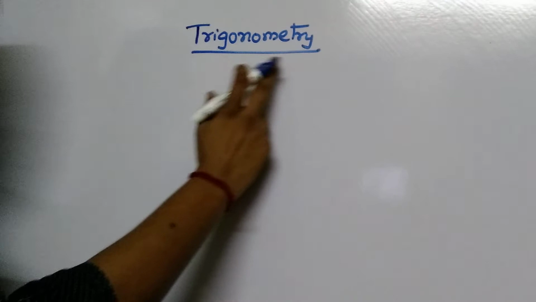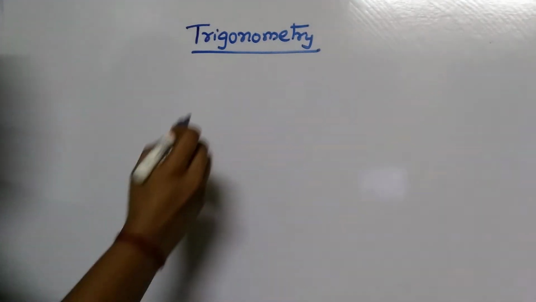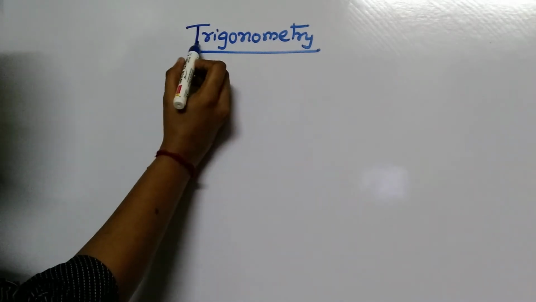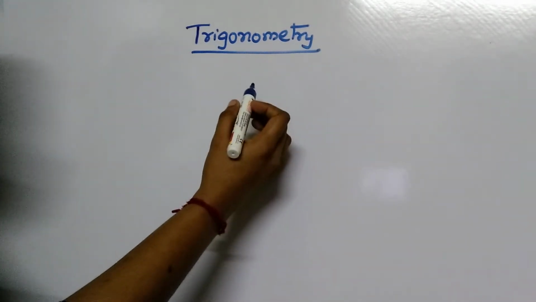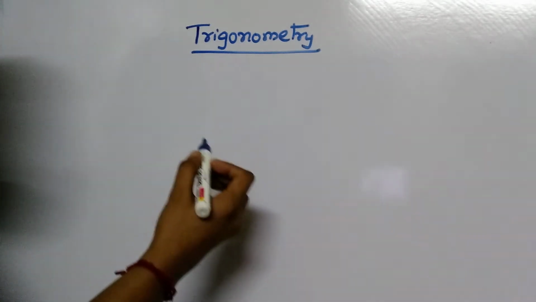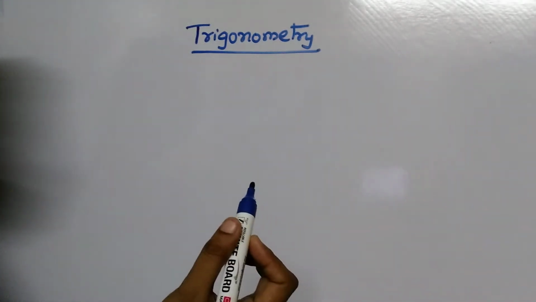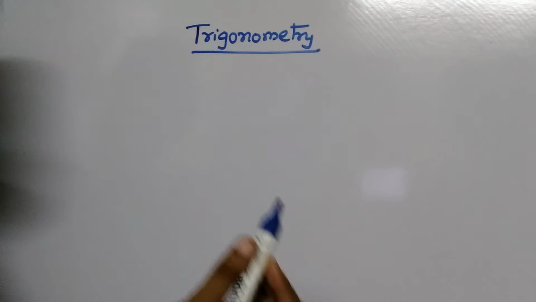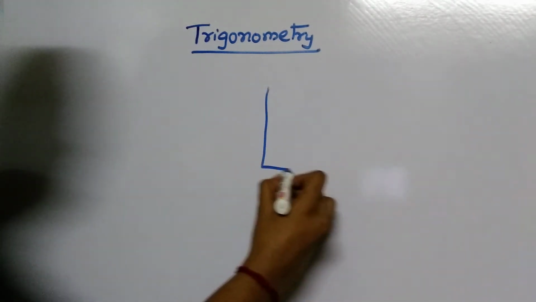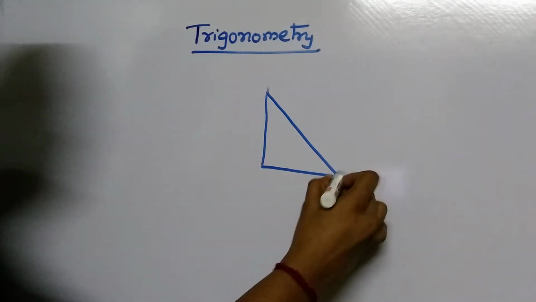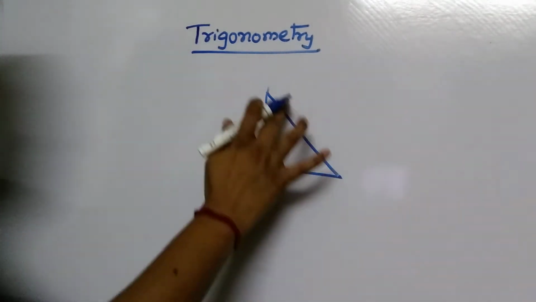10th standard lesson. In today's topic, you are going to learn about the trigonometry topic. The word itself denotes trigo. Tri means three. Geometry means dealing with the geometrical shapes. What are the geometrical shapes? You have square, rectangle, triangle, like that. In that, the three-sided shape is the triangle shape. So we are going to see about the triangle shape.